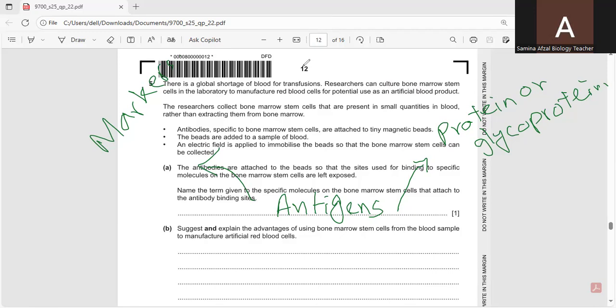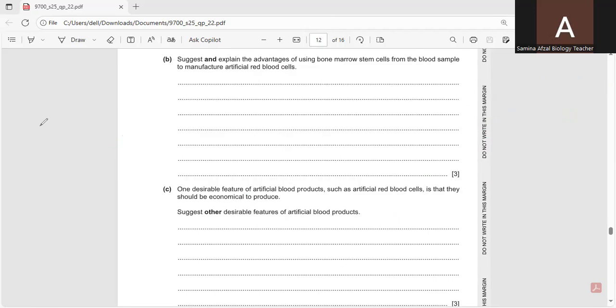Now, the next question is: suggest and explain the advantages of using bone marrow stem cells from the blood sample to manufacture artificial red blood cells. So the advantages of using them to make artificial red blood cells. The question is of 3 marks. There are many different advantages of using them.